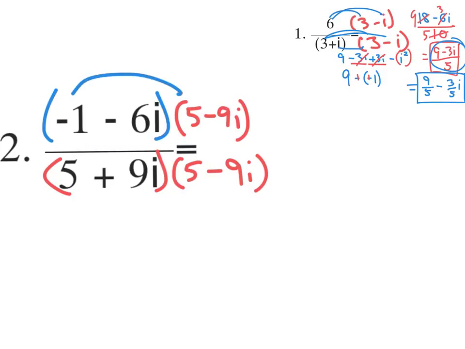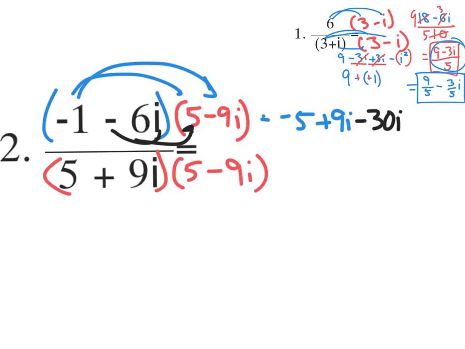If I go negative 1 times 5, I want to get negative 5. If I go negative 1 times negative 9i, I want to get a positive 9i. And if I go negative 6i times 5, it's going to give me a negative 30i. And if I go negative 6i times negative 9, that's going to give me a positive 54i squared. Okay? Now on the top I could still simplify.